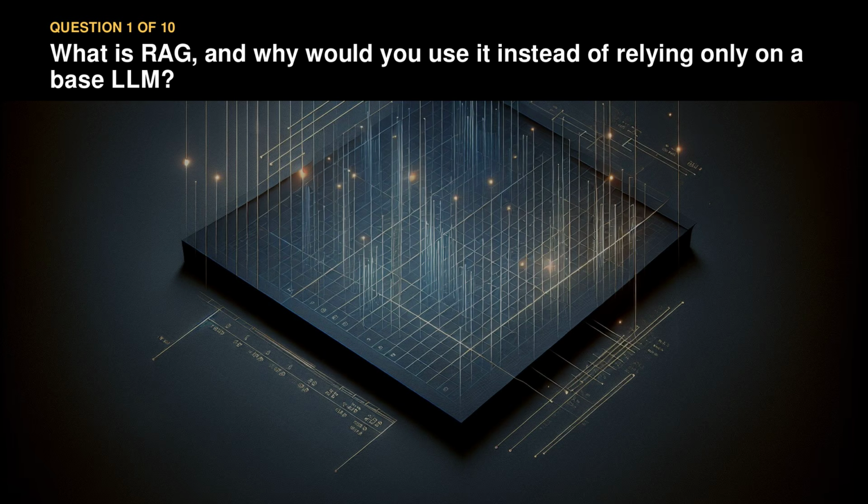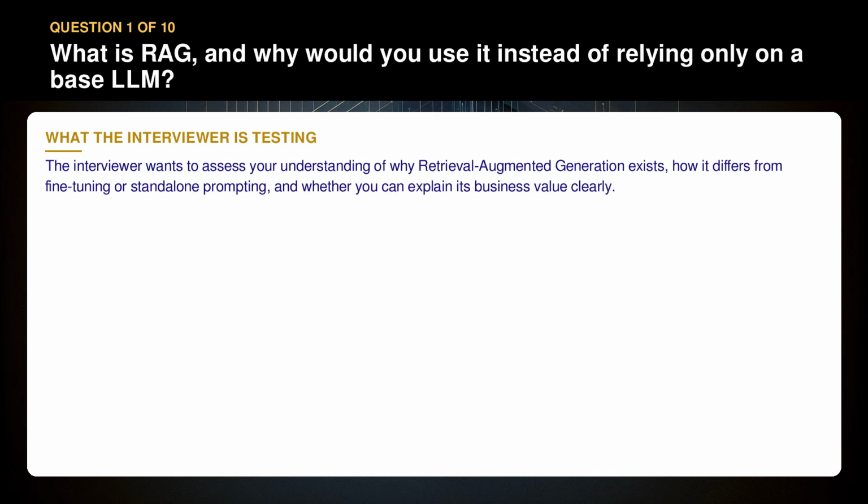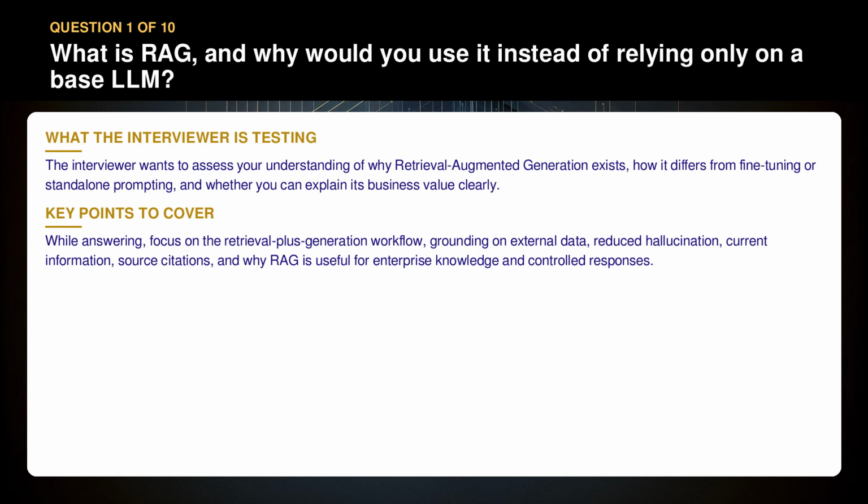Question 1. What is RAG, and why would you use it instead of relying only on a base LLM? The interviewer wants to assess your understanding of why Retrieval-Augmented Generation exists, how it differs from fine-tuning or standalone prompting, and whether you can explain its business value clearly. While answering, focus on the retrieval plus generation workflow, grounding on external data, reduced hallucination, current information, source citations, and why RAG is useful for enterprise knowledge and controlled responses.